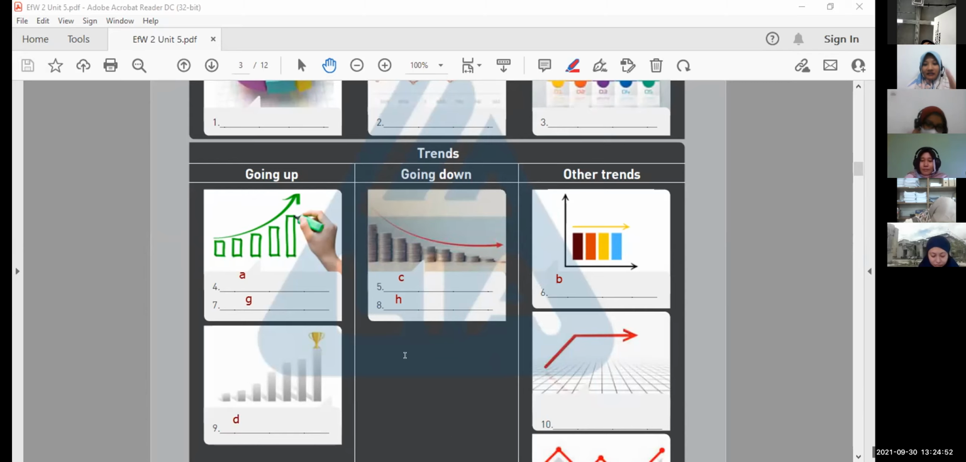So reach a peak means to the top. So it's increasing until the top. So for example, the peak of this month's marketing number is 100. And then this month, the marketing department already got 100. So it means they reach a peak for this month's target. Okay. All right. So I guess everyone has answered here.